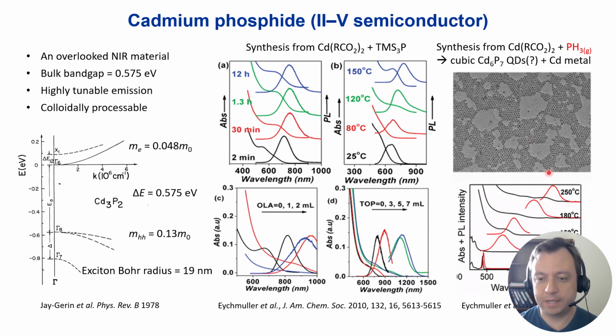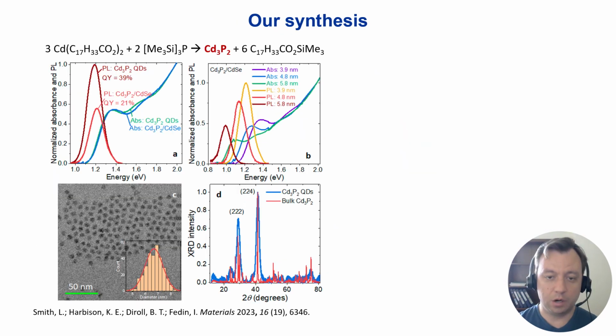2 years later, the same group produced quantum dots emitting at 1300 nanometers, but they used phosphine gas in the synthesis, which we would like to avoid. We're using trimethylsilyl-phosphine as a phosphorus source and cadmium oleate.